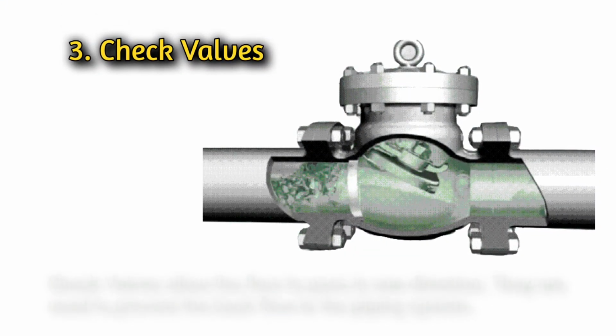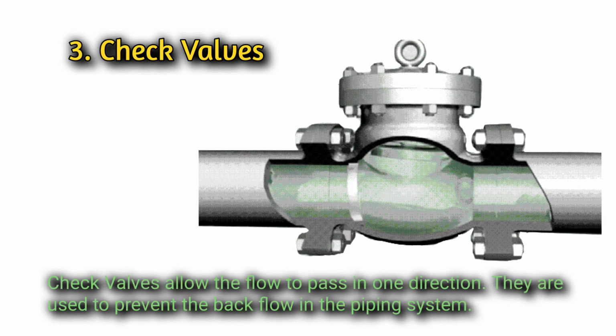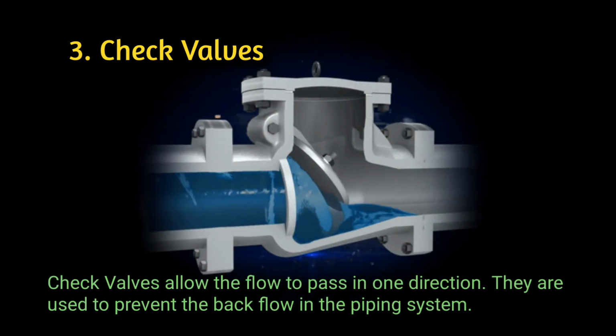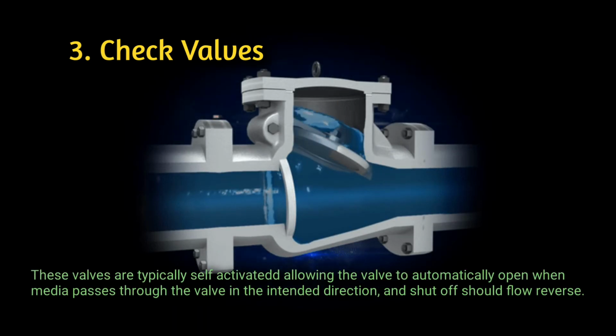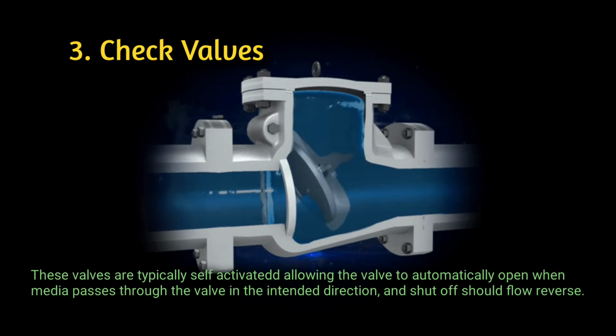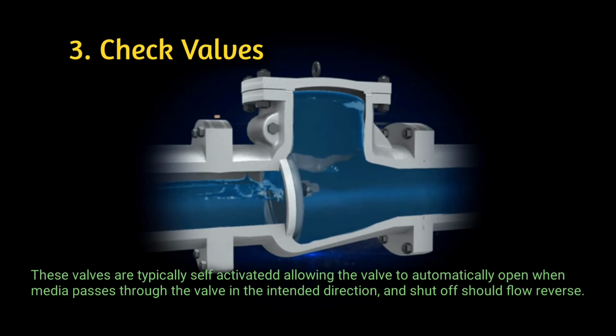3. Check valve. Check valves allow the flow to pass in one direction. They are used to prevent the backflow in the piping system. These valves are typically self-activated, allowing the valve to automatically open when media passes through the valve in the intended direction, and shut off should flow reverse.